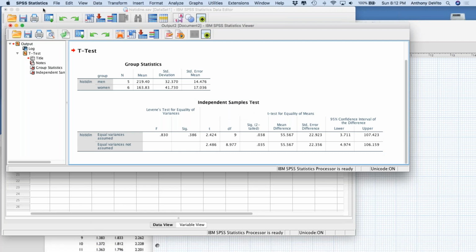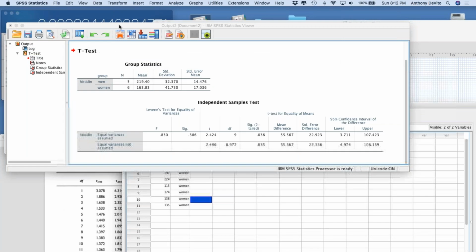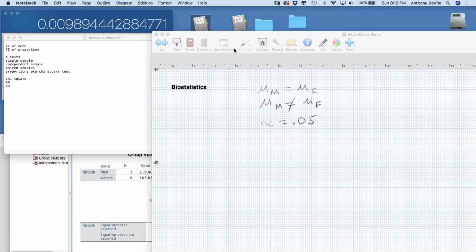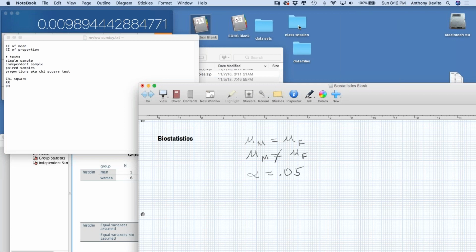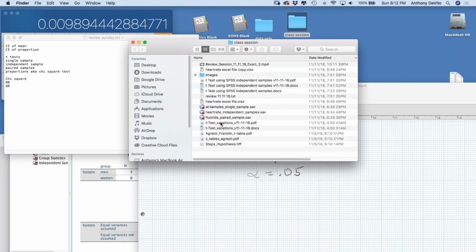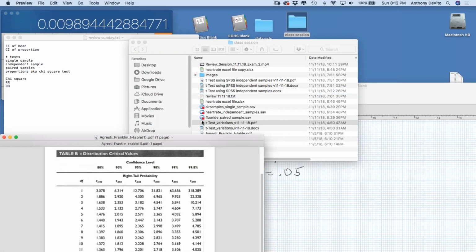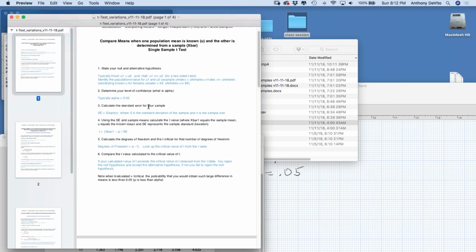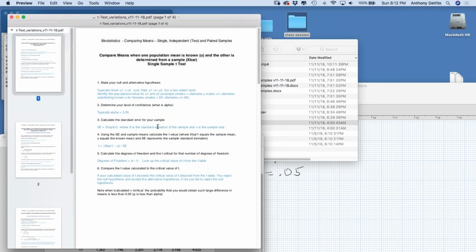Now keep in mind that if you had to do this calculation manually, right, for this t-test, let me see if I can't find it quickly. Samples. Let's see, t-test variations. I think it's this one. There we go. If we had to do this manually, what would this look like? We had to do it manually for a single sample t-test. You would go through this, which is exactly what we did when we did it with Excel.